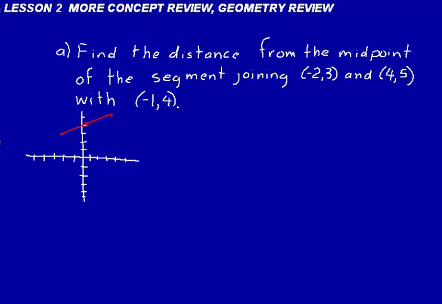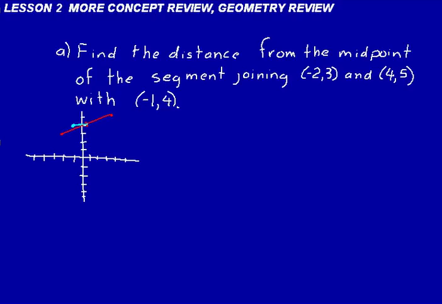And we want to find the distance from there to the point (-1, 4). So that would be to the left 1 and up 4, which would be about right here. So really what we want is this blue line segment. We want to know how long that blue line segment is going to be. It looks like it'll probably be less than 2 units long or something close to that.